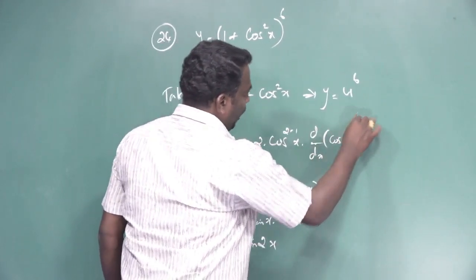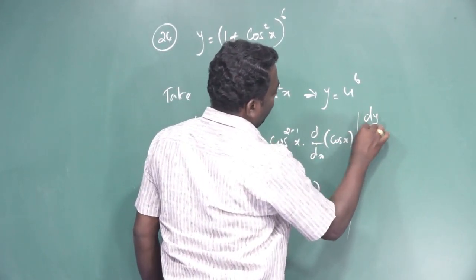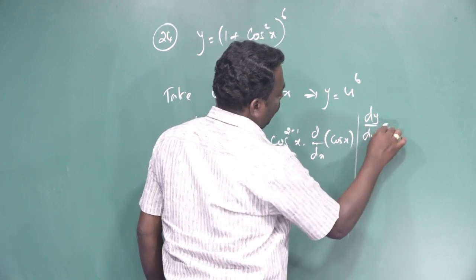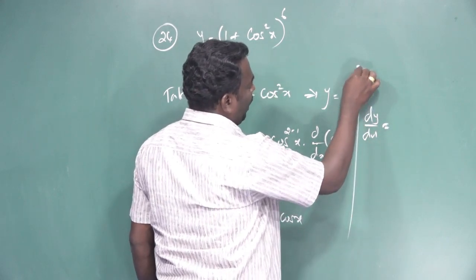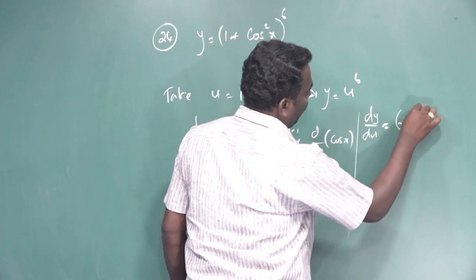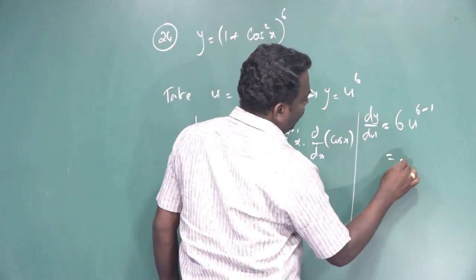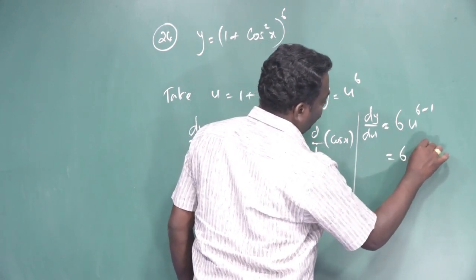Now differentiate y. What is y? dy by du is of the form x power n, with n equal to 6. That is 6 into u power 6 minus 1, and that is equal to 6 into u power 5.